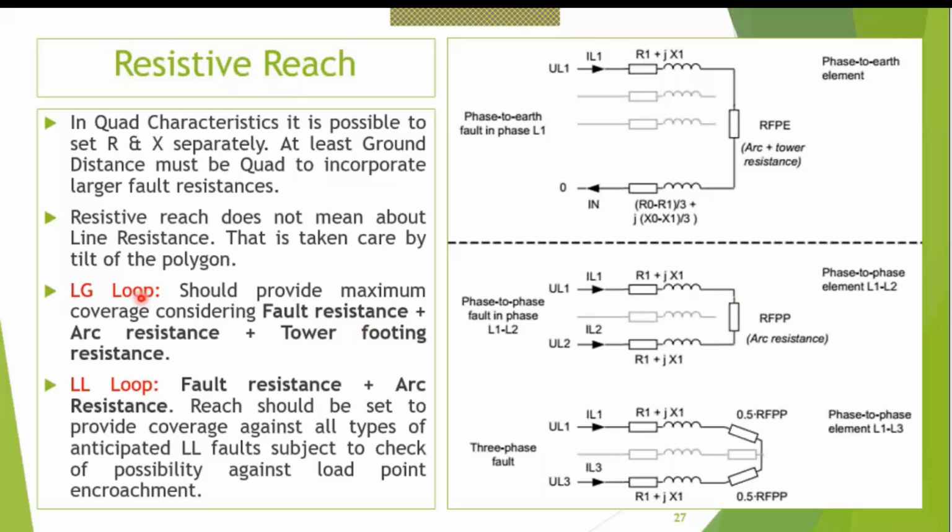The LG loop should provide maximum coverage considering fault resistance plus arc resistance plus tower footing resistance. The LL loop has fault resistance plus arc resistance only, as I have discussed earlier. Reach should be set to provide coverage against all types of anticipated LL faults, subject to check-off possibility against load point encroachment. In the LL loop, load encroachment causes a problem.